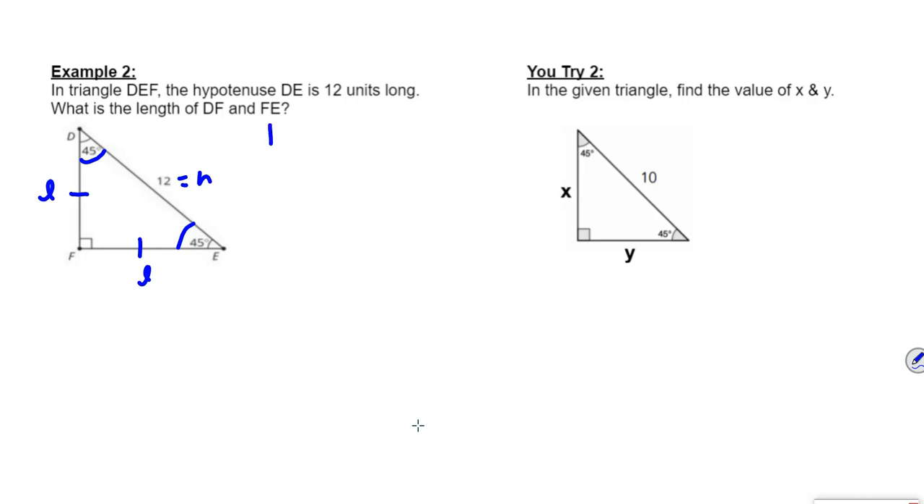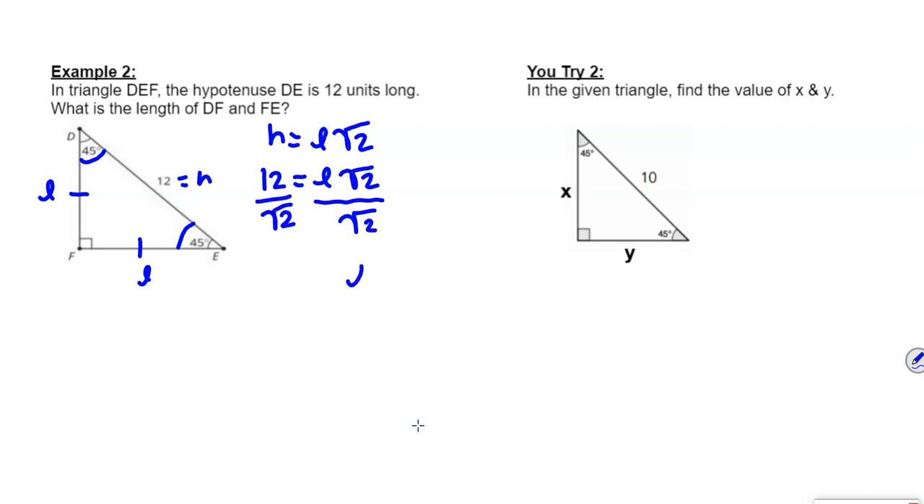So our formula is H is equal to L square root of 2, right? So this time we're going to substitute the 12 in. So we're going to say 12 is equal to L square root of 2. Now, this is going to take some remembering what you did last year. So to get rid of anything times something, we're going to divide both sides by the square root of 2 here.